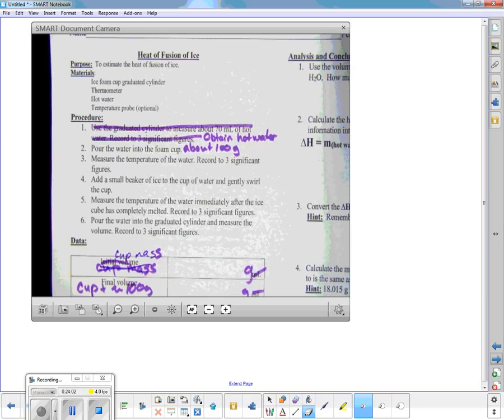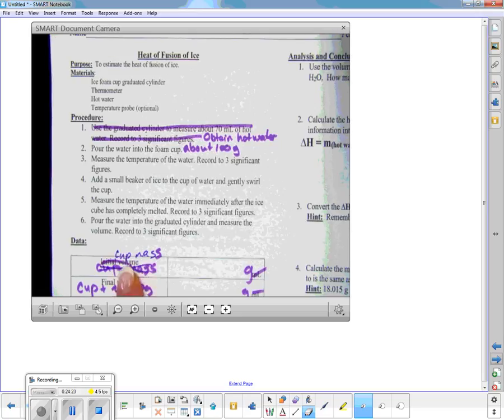Okay, so the first procedure, we're going to knock that whole first one out. We're going to obtain some hot water, and you're just going to grab one of the plastic beakers over there and fill it with hot water. I'll turn this faucet on, the hot, and it takes a few minutes for it to get hot, but then you can just grab some hot water. You're going to grab a styrofoam cup. You're going to go to the back. You're going to weigh the styrofoam cup.